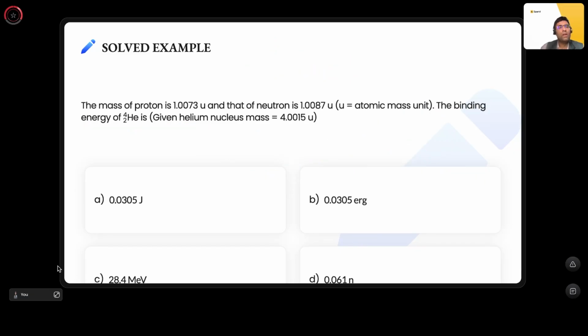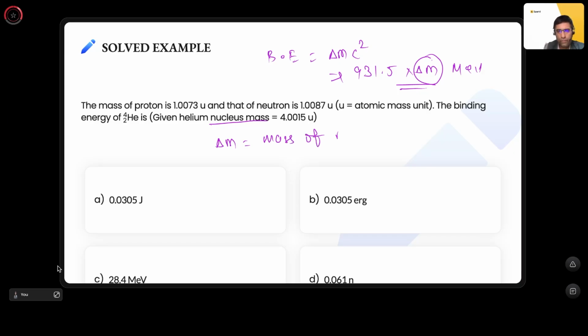All right. The mass of proton is 1.0073 units and that of neutron is 1.0087 units, where u is AMU. The binding energy of helium is? So we know that binding energy is delta m into c square, and 931.5 into delta m in AMU gives it in mega electron volts. So that's what we have to find, the delta m. So delta m will be mass of nucleons minus mass of nucleus.